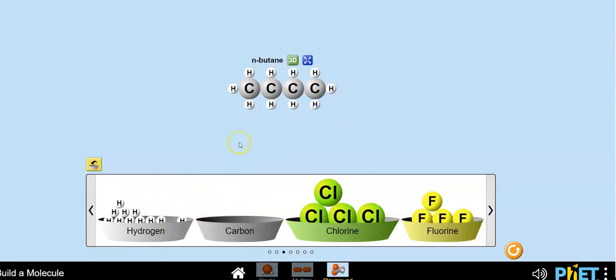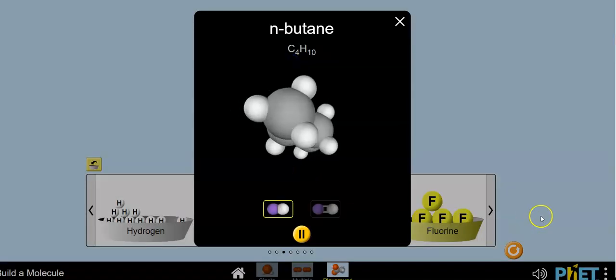So this compound is called n-butane, and its formula would be C4, 1, 2, 3, 4. So that's C4H, and let's count them up. We'll start right here. 1, 2, 3, 4, 5, 6, 7, 8, 9, 10. So it would be C4H10.